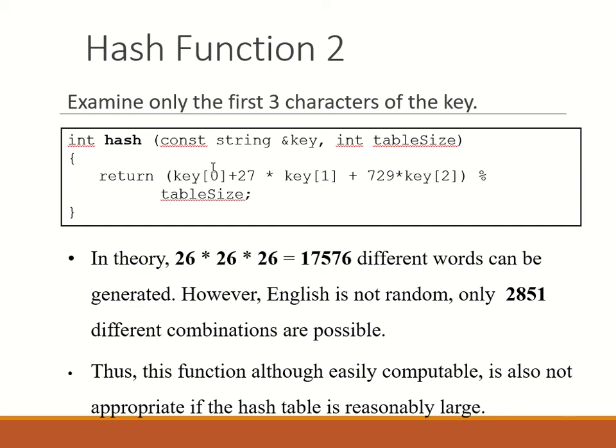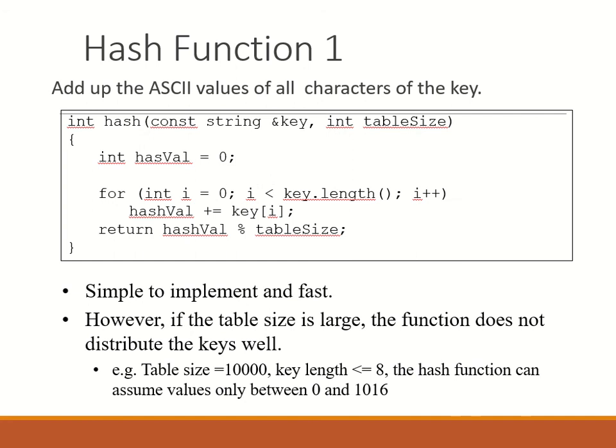Okay, this function is easily computable but not appreciable if the hash table is reasonably large. So these are some examples. There are a lot of examples which you can apply for values which are strings. You can just Google it, take some examples, and learn for yourself also. I have just quoted two or three because these were very simple to understand.